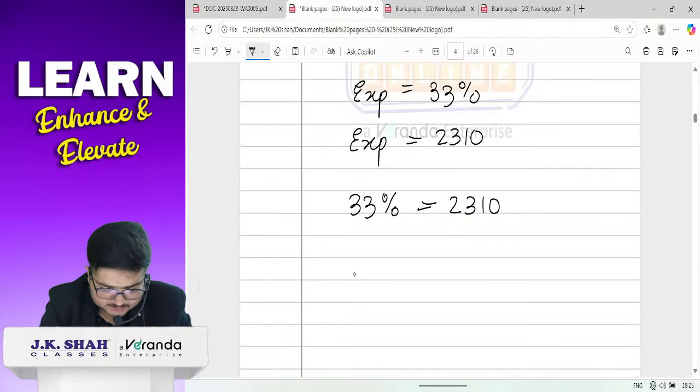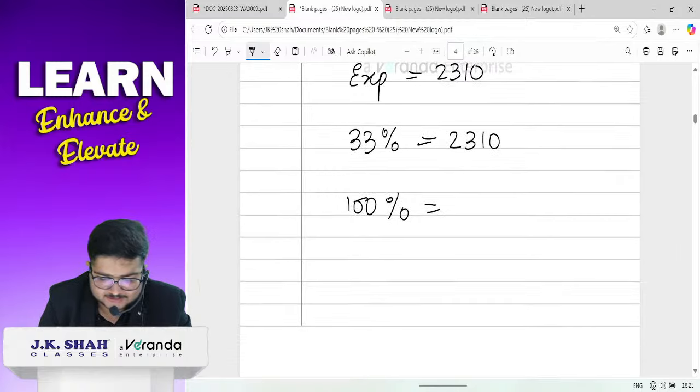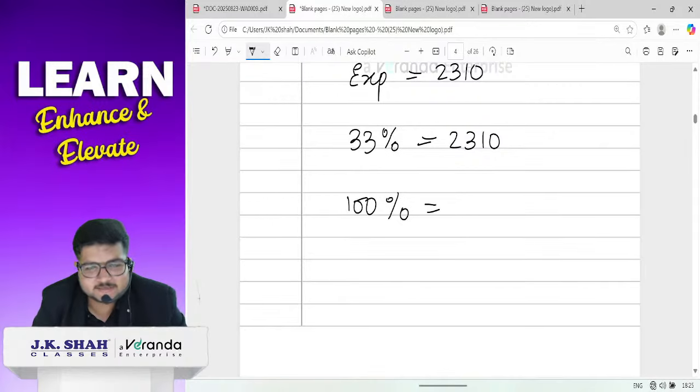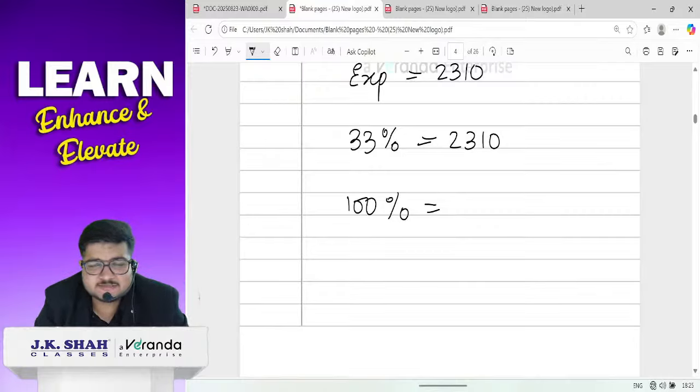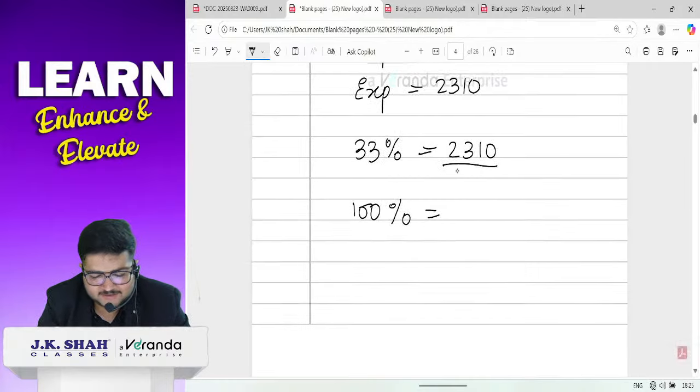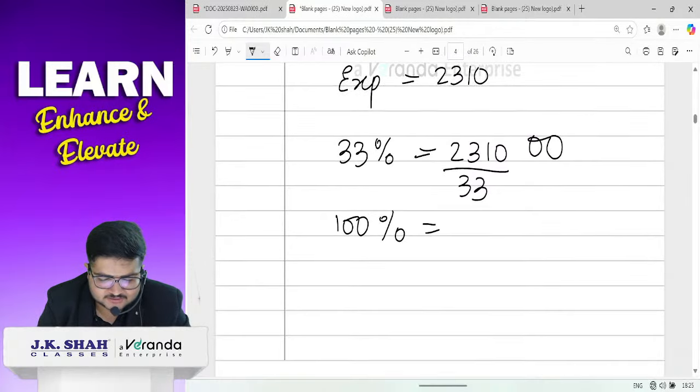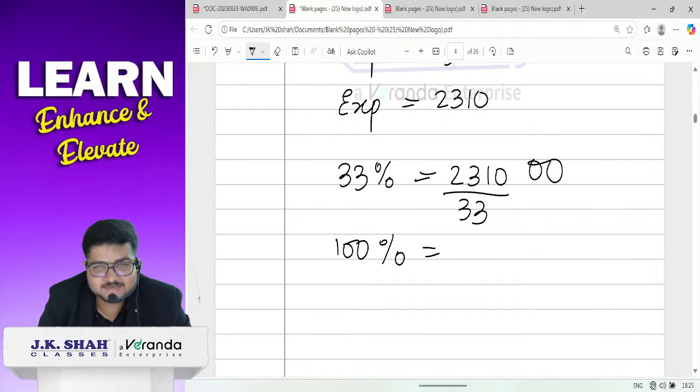Salary is always 100%. Sir, how can we find out 100%? Yesterday I told you the trick. In fact, in offline classes we have used this trick many times. This is the trick of finding 100% of anything. 33% is 2310. So we will divide this by 33 and we will put 2 zeros.